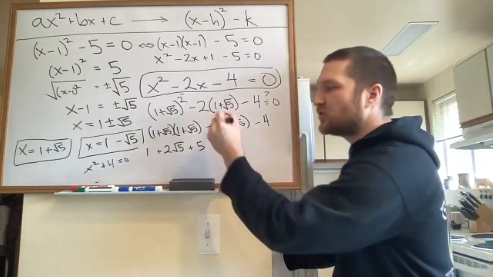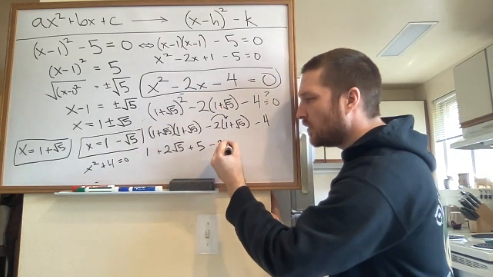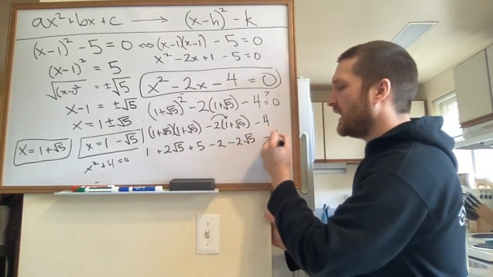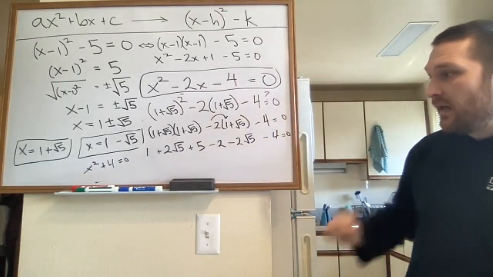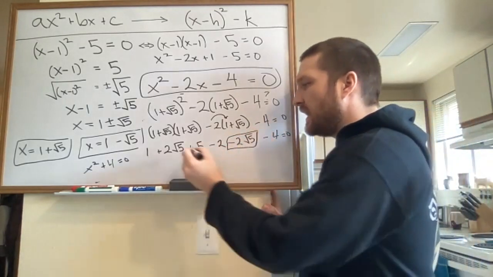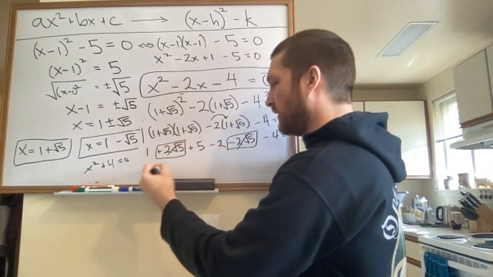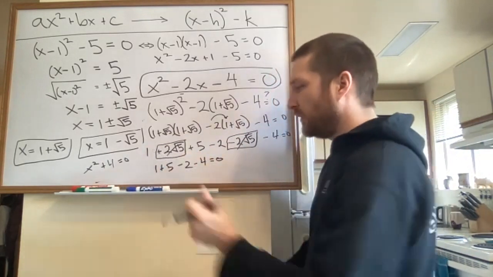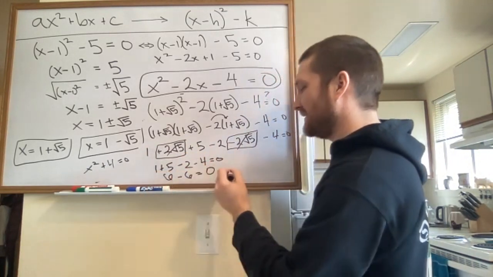Okay. Now I'm going to distribute this negative 2. Negative 2 goes into here and becomes negative 2 minus 2 root 5. Minus 4 is still hanging out on the outside. We're asking, is this equal to 0? Now I can start doing some cancellations and say minus 2 root 5 and plus 2 root 5 cancel, leaving me 1 plus 5 minus 2 minus 4 equals 0. 1 plus 5 is 6. Minus 2 minus 4 is the same as minus 6. 6 minus 6 is equal to 0.